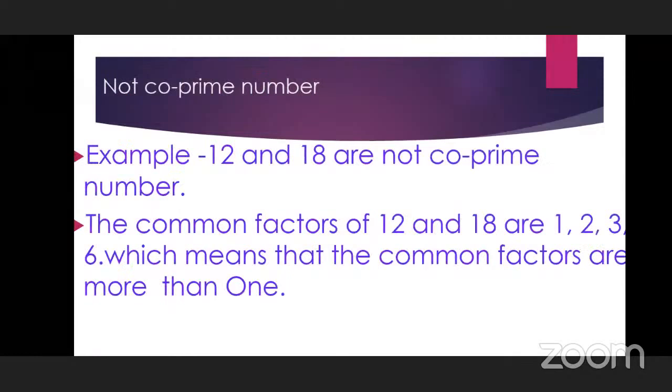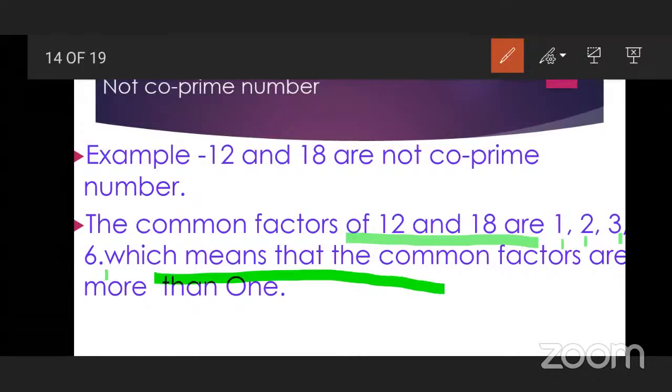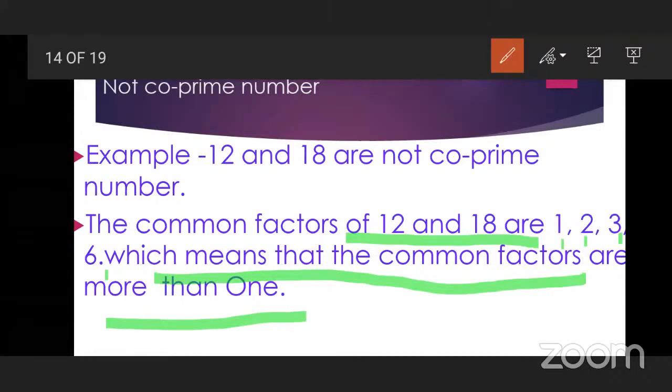So students, here 12 and 18 are not co-prime numbers because the common factors of 12 and 18 are 1, 2, 3 and 6, which means that the 4 common factors are more than 1. That is why 12 and 18 are not co-prime numbers.